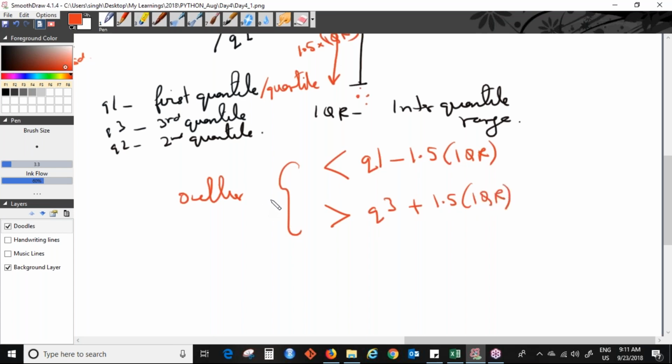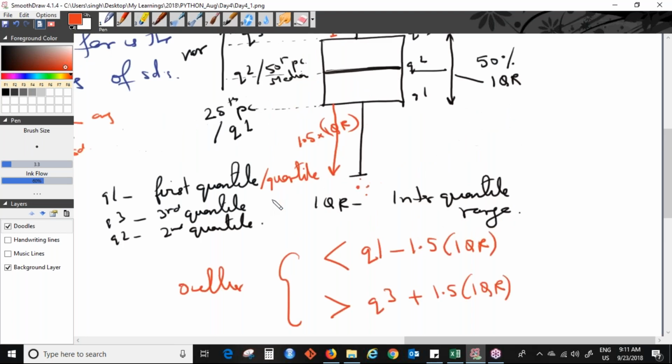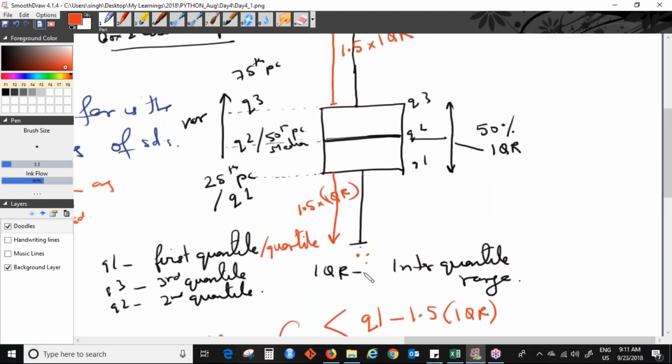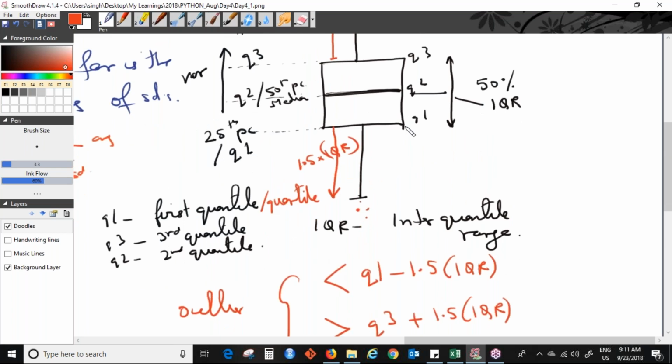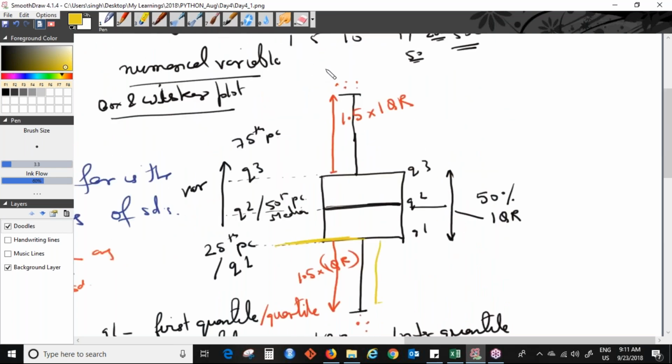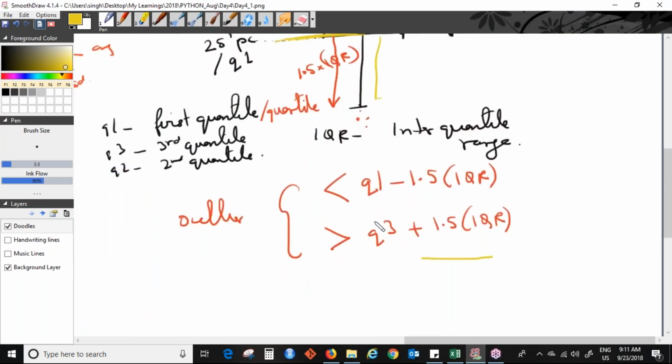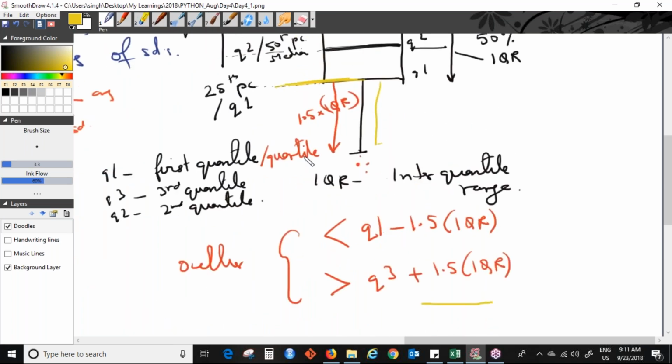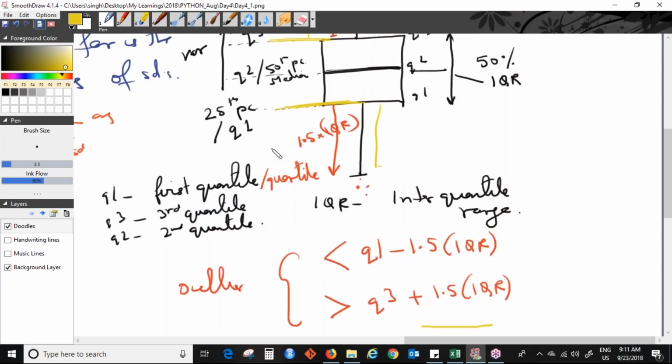This is an outlier. So any point which is below this, how would I write? I know this point is Q1, so I can write Q1 minus this distance, which is 1.5 times IQR. This is an outlier. Similarly, we can have outliers on the higher end also, so I can write Q3, this line, plus 1.5 times IQR, this distance. Any point which is greater than that is an outlier. So this is why box plot is used. This is how you use box plot.